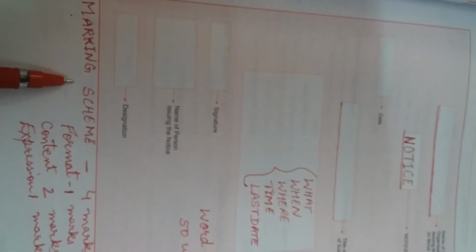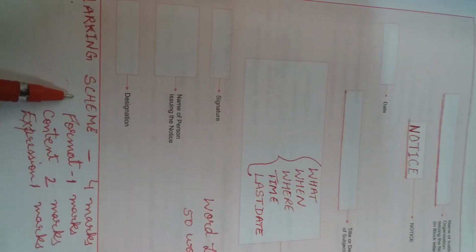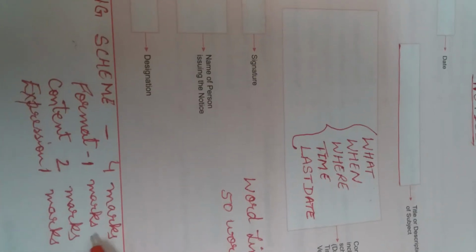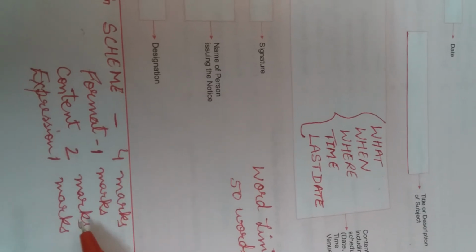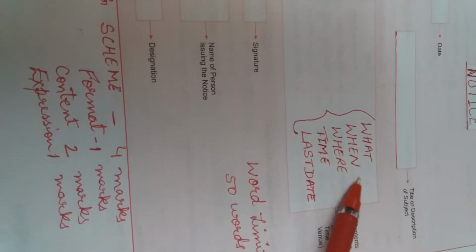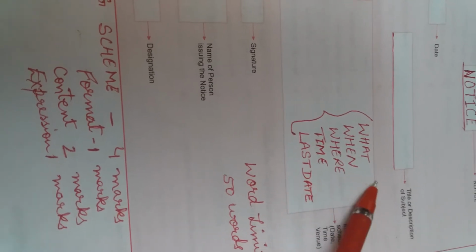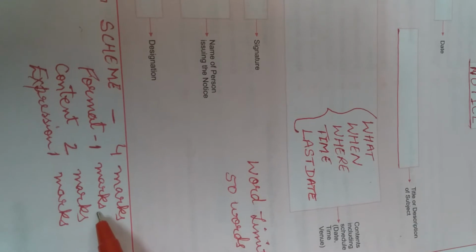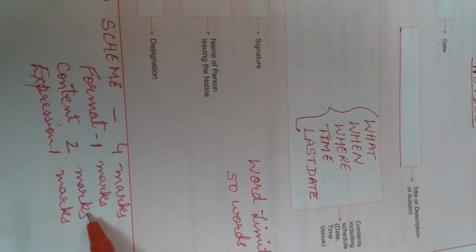Then let's discuss the marking scheme. Marking scheme means how the notice is judged. It is of 4 marks. 1 mark is for the format. 2 marks are for the content. Content here means this body: what you are writing here, how many words you are writing, are you covering all the value points? Then you are allotted 2 marks for that.